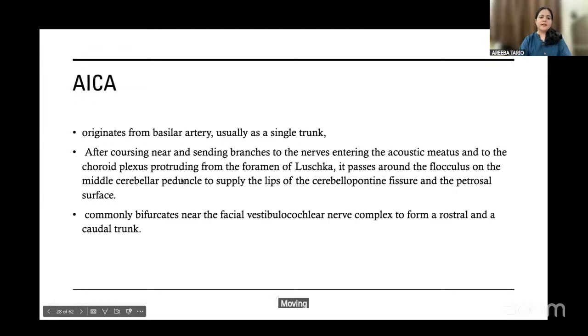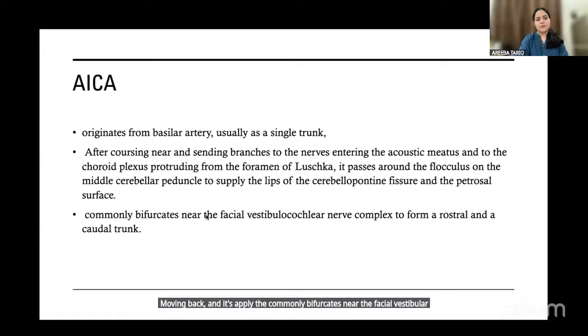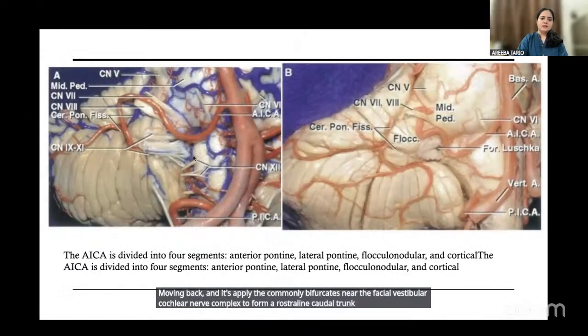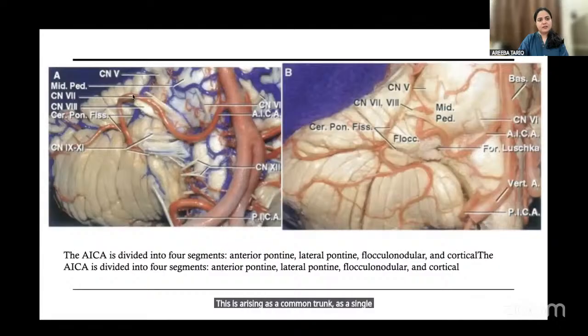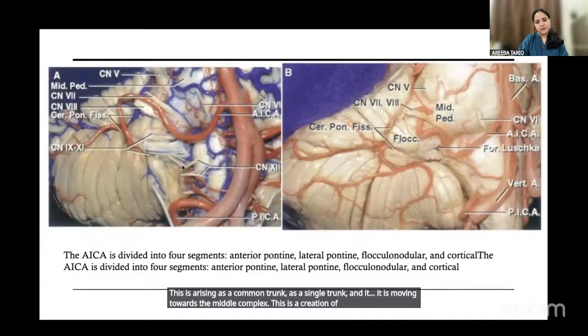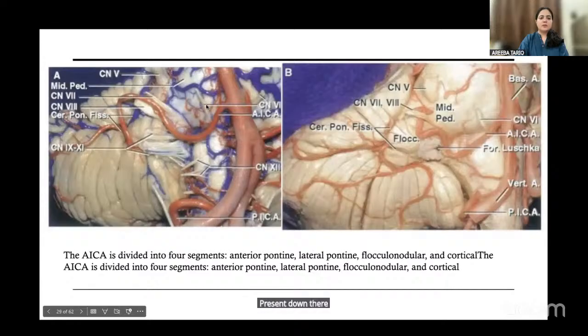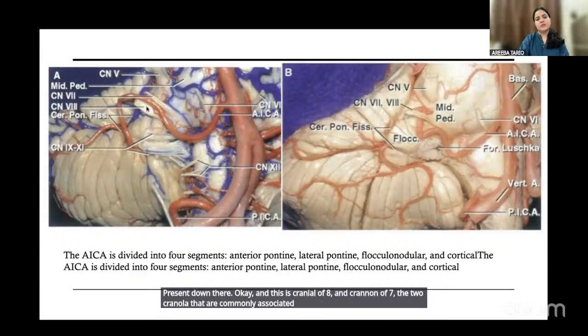Moving back, it commonly bifurcates near the facial vestibular cochlear nerve complex to form a rostral and caudal trunk. Now, this is an oblique view. Again, we are seeing the two vertebral arteries joining together to form the basilar artery, and we can see this ICA arising as a single common trunk, moving towards the middle complex. These are cranial nerves 9, 10, 11, 12, which are associated with PICA. PICA is basically present down there. And this is cranial nerve 8 and cranial nerve 7, the two cranial nerves that are very closely associated with the ICA.